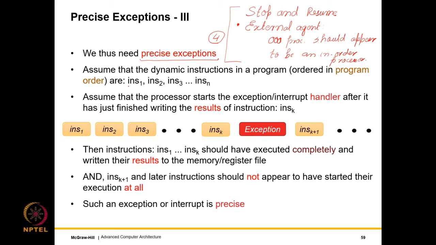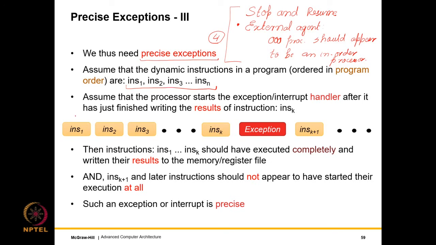So let's first define the terminology. Let's say the dynamic instructions in a program are numbered instruction 1, 2, 3, 4 up till n. Assume that the processor starts the exception interrupt handler after it has just finished writing the results for the kth instruction. To an outsider, it should appear, and as I said, outsider is very generic, can be the programmer, compiler, operating system, or even an oscilloscope that has probes plugged in to the interface of a processor.